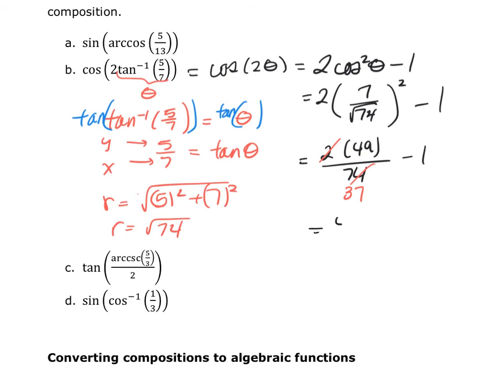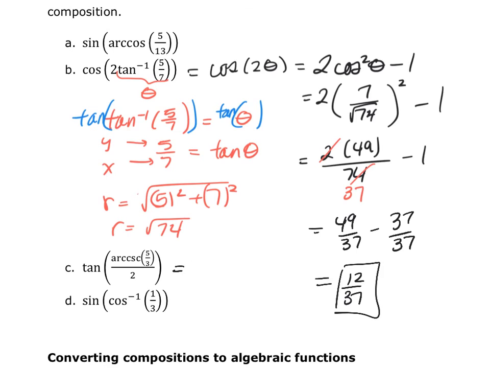So in other words, I have 49 over 37 minus 37 over 37. What is my final answer? What's 49 minus 37? So there's my final answer, 12 over 37. So on C, this is equivalent to the tangent of theta divided by 2. And I would work it that way.